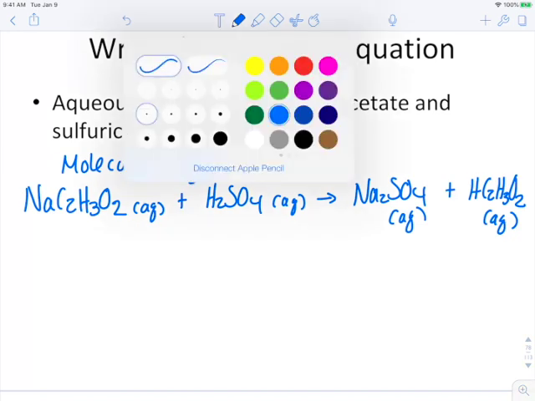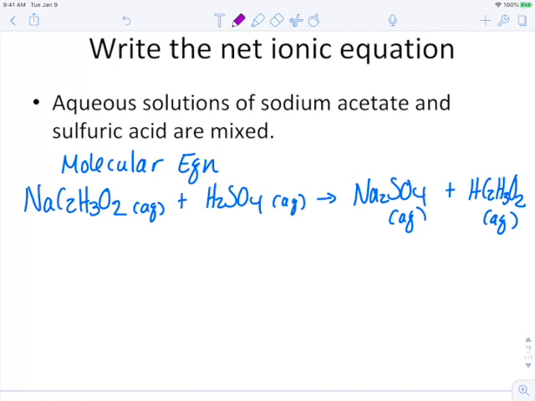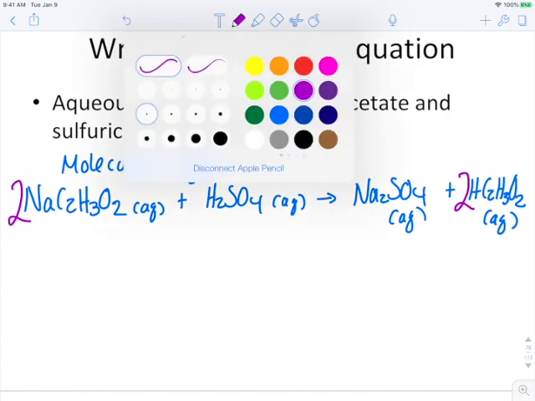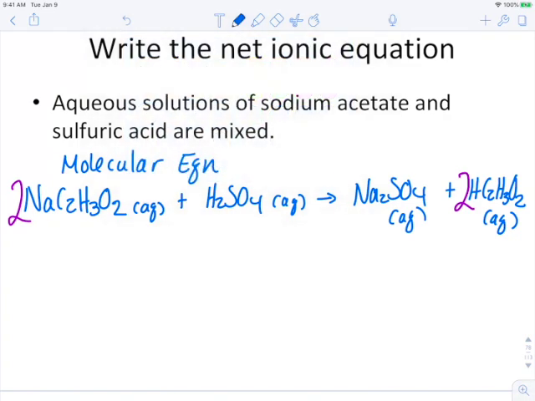Okay, so let's go ahead and balance this. So it looks like we're going to need a 2 in front of the sodium acetate, and that would leave us with a 2 in front of the acetic acid. So any questions on how I balance that, or anyone want to see me write out that balancing? All right. So that is our molecular equation.